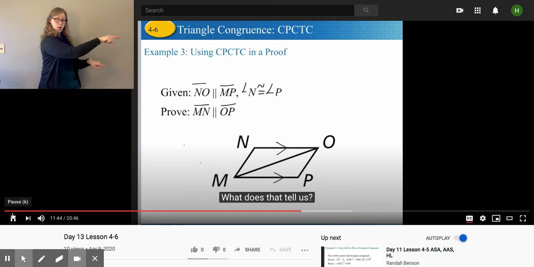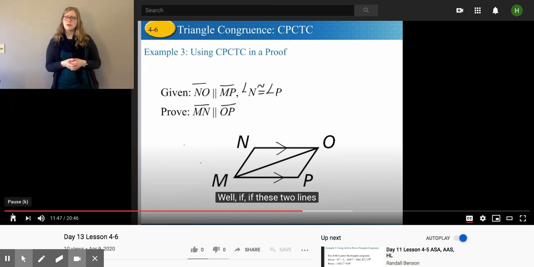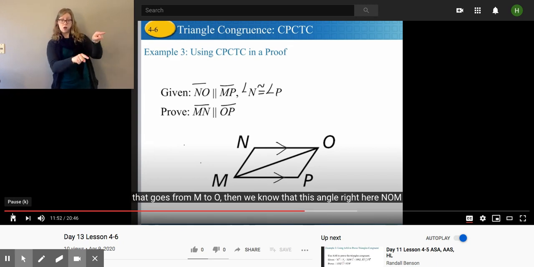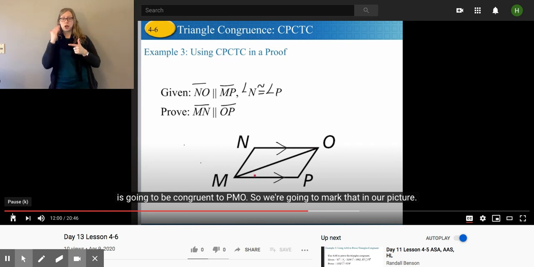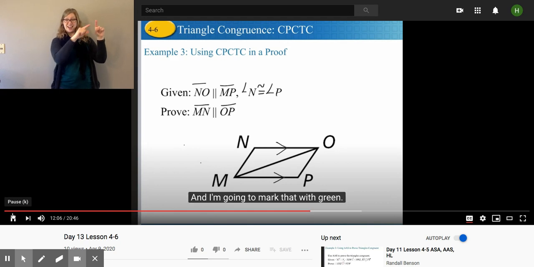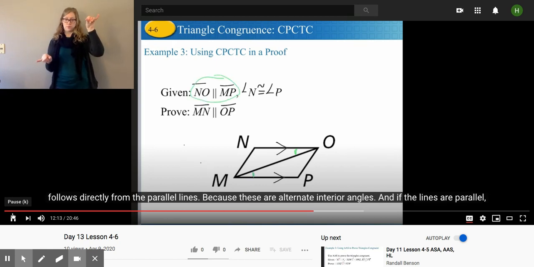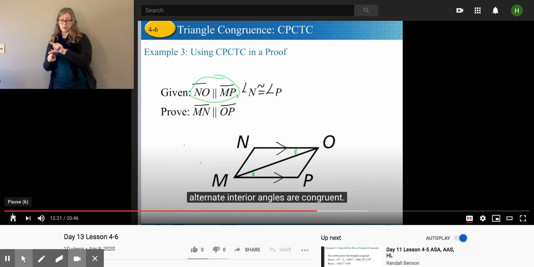What does that tell us? Well, if these two lines are parallel and they're cut by this transversal that goes from M to O, then we know that this angle right here, NOM, is going to be congruent to PMO. So we're going to mark that in our picture, and I'm going to mark that with green. So this angle is congruent to this angle, and that follows directly from the parallel lines because these are alternate interior angles. And if the lines are parallel, alternate interior angles are congruent.